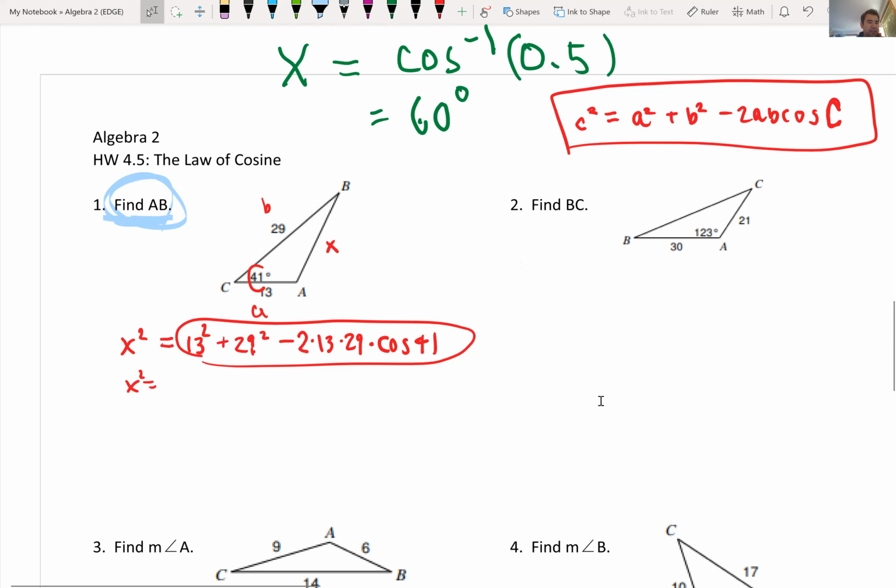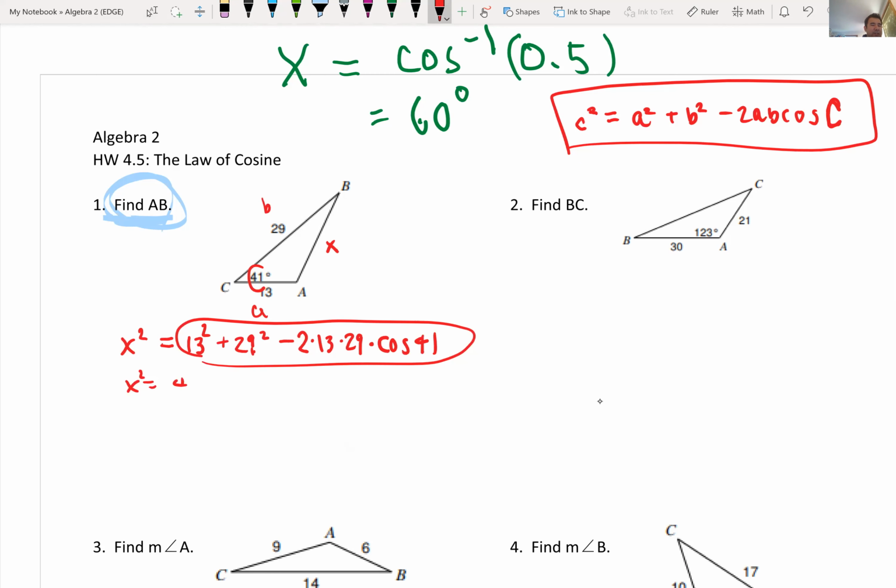What did you guys get? 13 squared plus 29 squared. If you have a pretty decent scientific calculator like this one, you can just type everything in like here, and then you should get the right answer. You got 440. Did you guys see that?